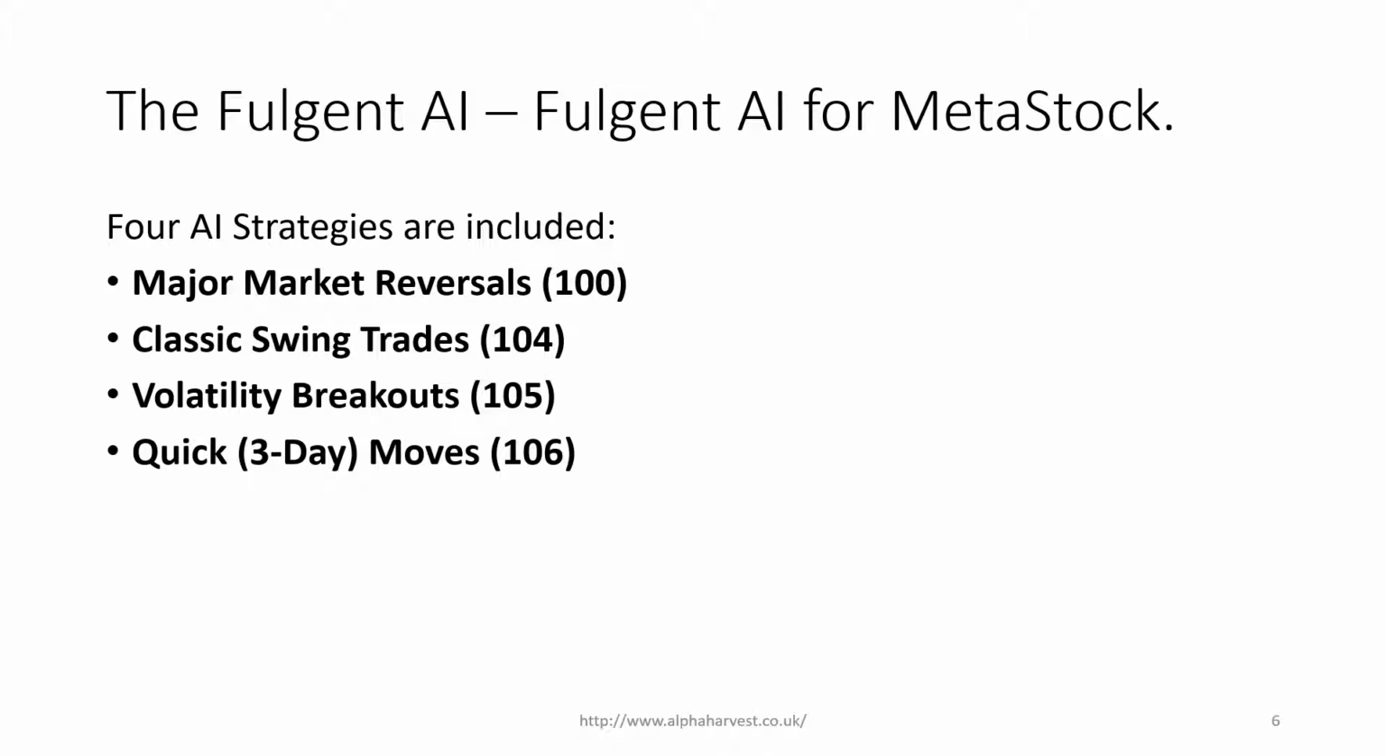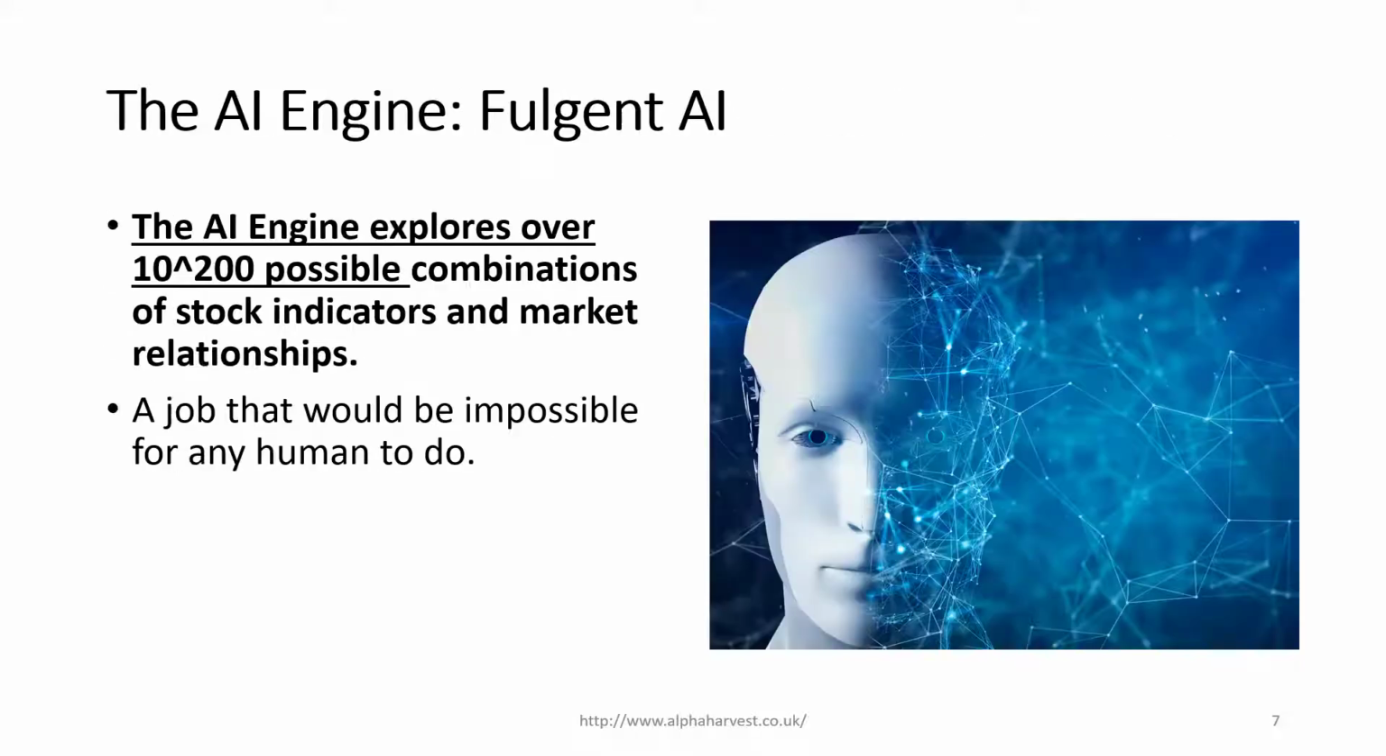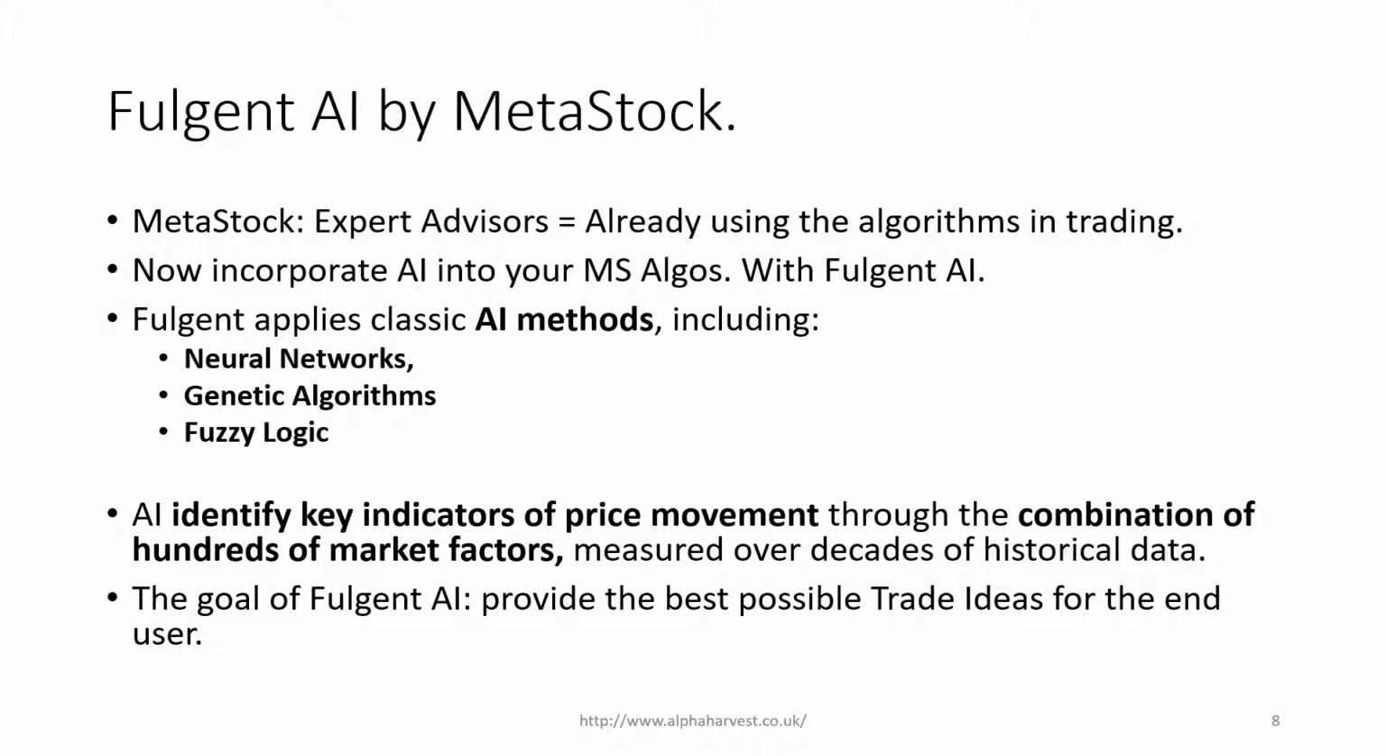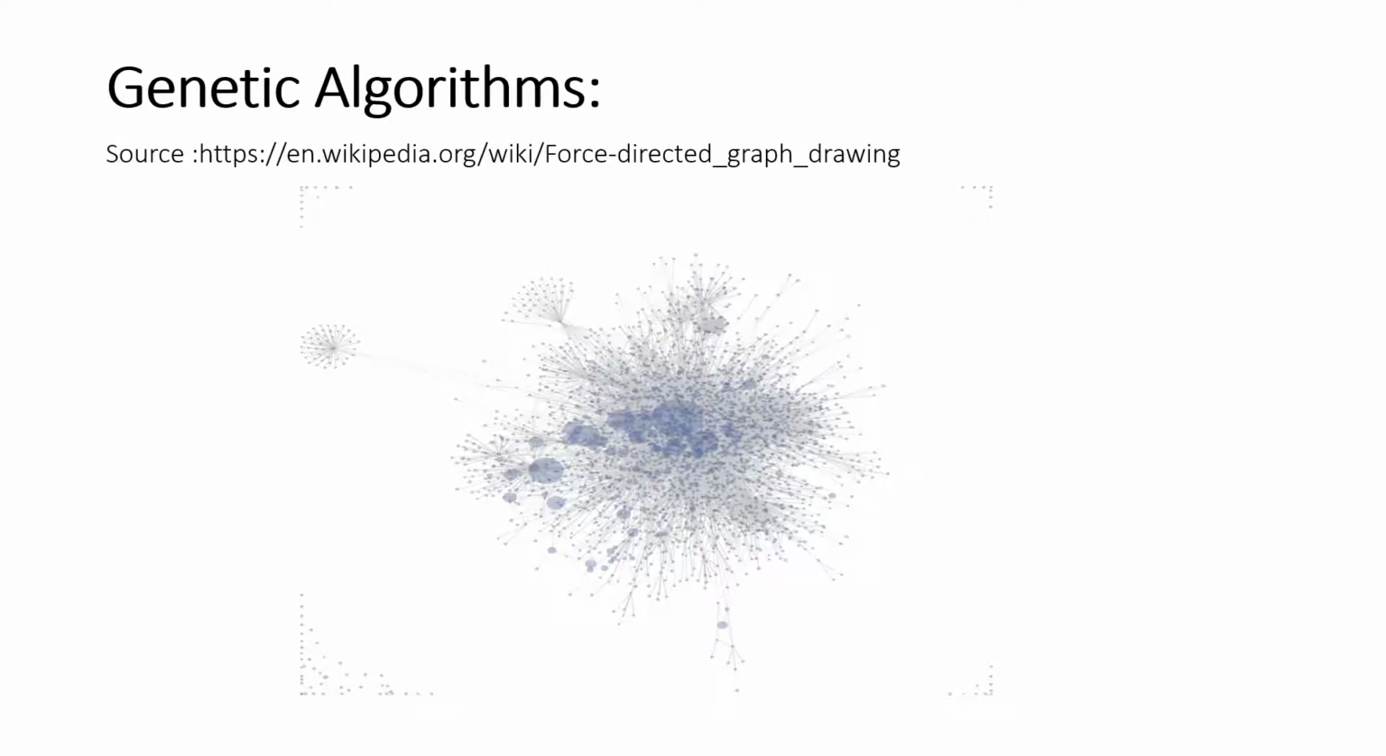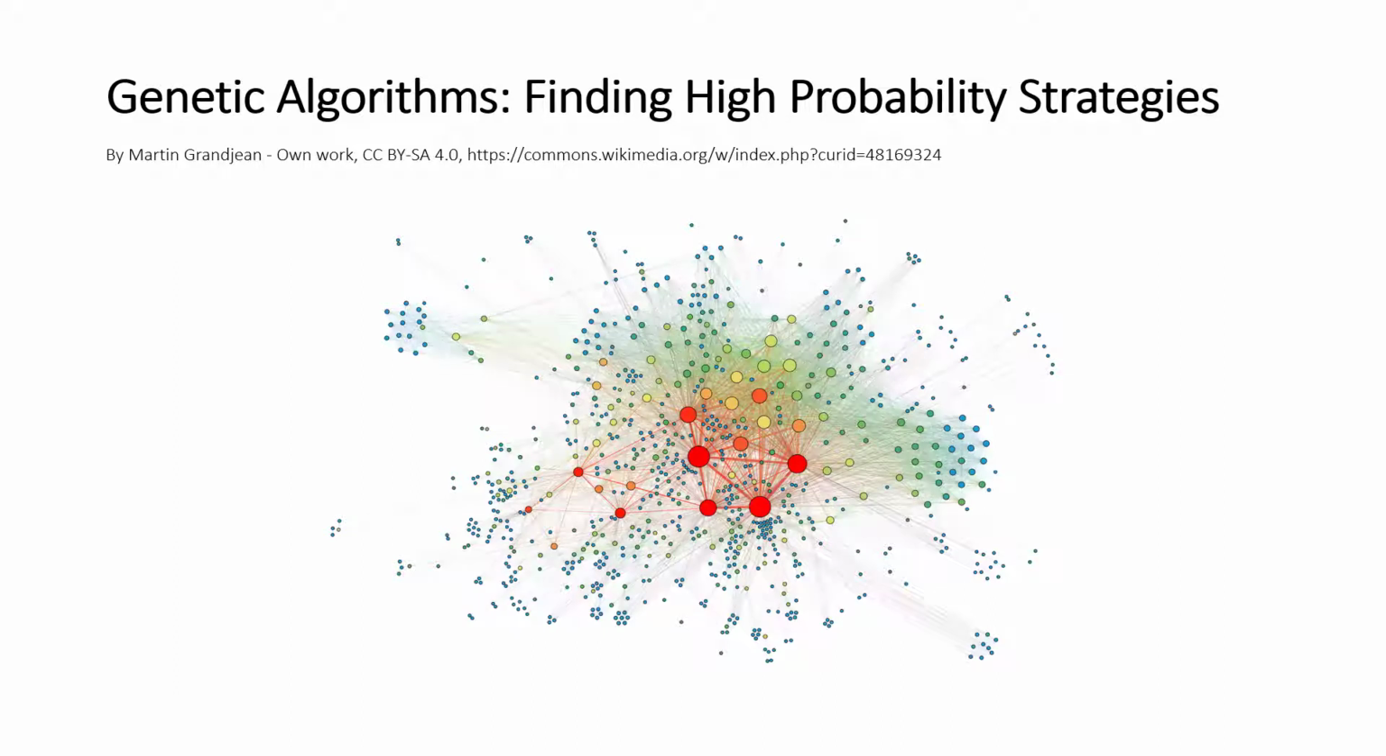Now, a quick tip of the iceberg explanation of how the AI works: the AI does 10 to the power of 200 different possible combinations of stock market indicators and market relationships using neural networks, genetic algorithms, and fuzzy logic. What this means is the artificial intelligence takes all available trading strategies from a technical analysis perspective, tests them with all available settings, every single one with every single other one with every single possible setting. And therefore, that identifies the high probability trade setups. It eliminates the weak ones, and we only focus on those that are consistently profitable, high probability trade setups.